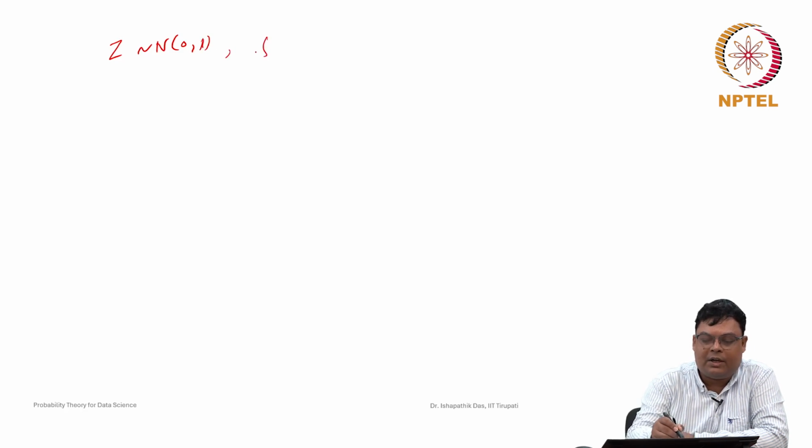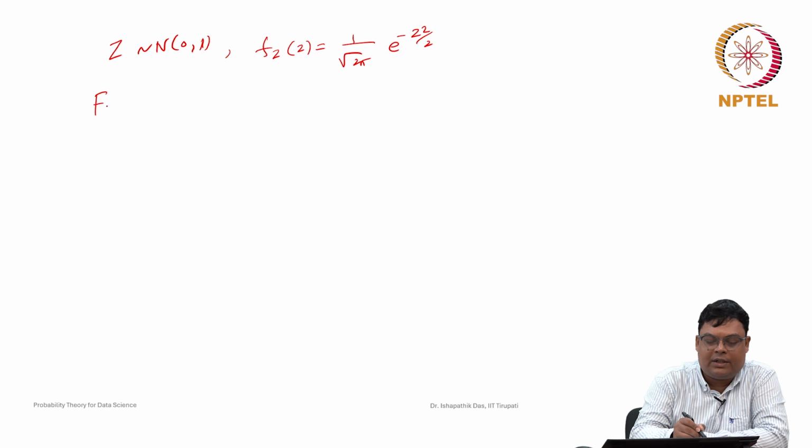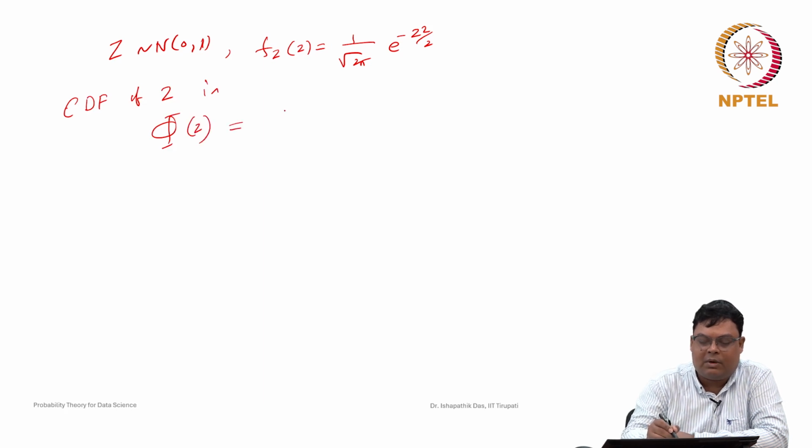So, what will be the density function? f of z is nothing but 1 by root 2 pi e to the power of minus z square by 2. This is the density function. Now, what is the cumulative distribution function? For the standard normal variate, the CDF of z is denoted by the standard form phi z. We use phi z because it is a special distribution: integral from minus infinity to z of f_Z(t) dt.